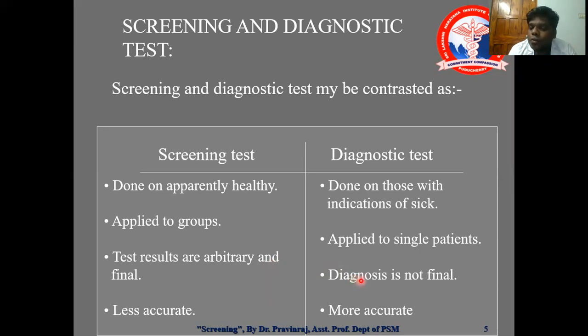This 130/90 is final, and no change will be there. According to that only, we diagnose hypertension. Whereas in a diagnostic test, we have signs and symptoms, investigations, and other modes of diagnosis. We correlate all these things, then come to a conclusion. So a diagnostic test is not final. Since we put more money and more knowledge into a diagnostic test, it is more accurate, whereas screening has less accuracy.